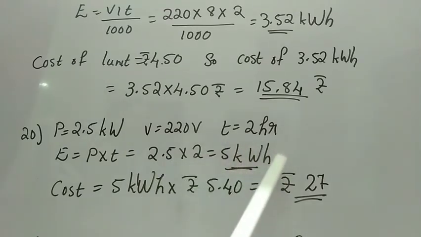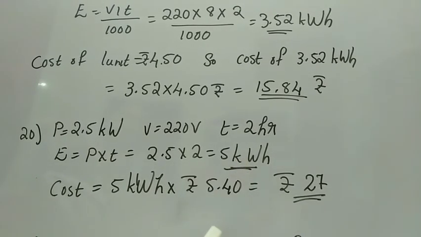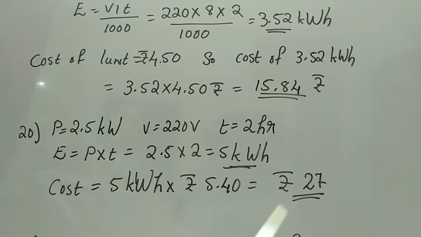So this is 1 unit. For 1 unit, so 5 units is what that electric kettle consumes. If it is used for 2 hours, it consumes 5 kilowatt hour. For 1 kilowatt hour, the cost is 5 rupees 40 paise. Okay, the cost for 1 kilowatt hour is this much. So what is the cost of 5 kilowatt hour? Just multiply 5 into 5.40, you will get 27 rupees. So if that particular kettle is used for 2 hours, we have to pay 27 rupees.